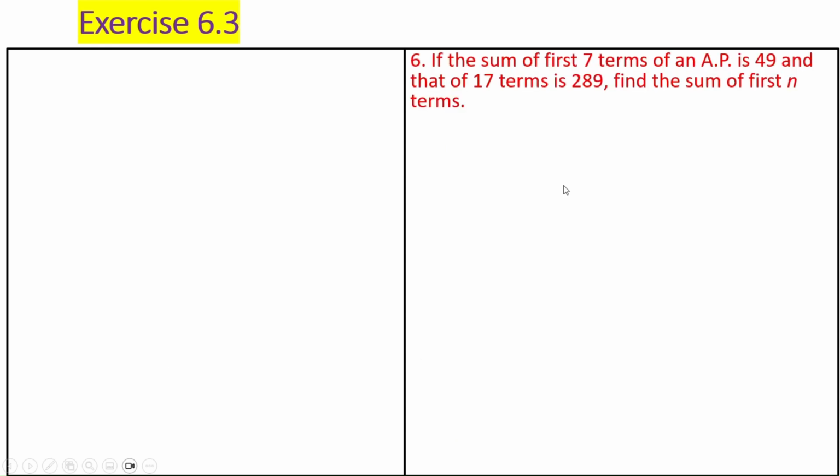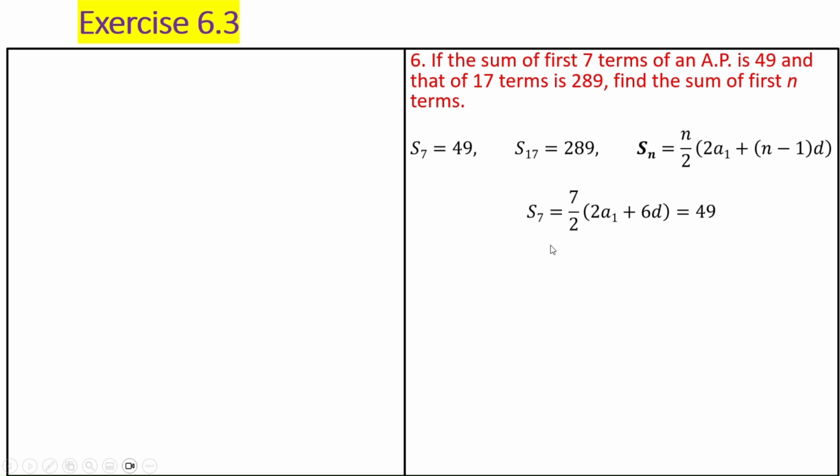Okay, next. If the sum of first 7 terms of an AP is 49 and that of 17 terms is 289, find the sum of first n terms. So S7 is given 49, S17 is given 289. With the equation for the sum of n terms of an arithmetic progression, we can form two equations basically in variables a1 and d.